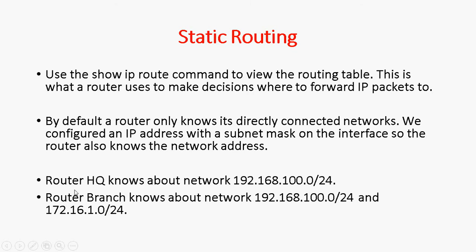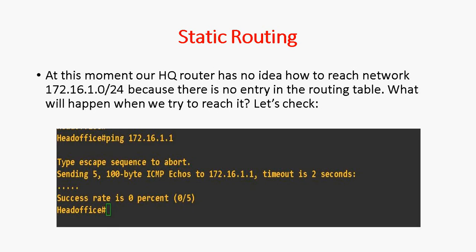So the head office router knows the 192.168.100.0/24 network, and the branch office router knows the 192.168.100.0/24 network and the 172.16.1.0/24 network. Okay, so at this moment, head office has no idea how to reach the 172.16.1.0/24 network, the branch office LAN network, because there is no entry in the routing table.